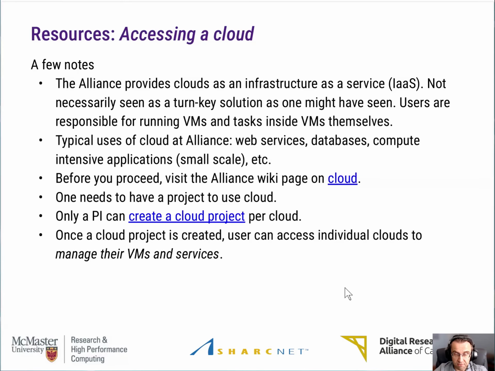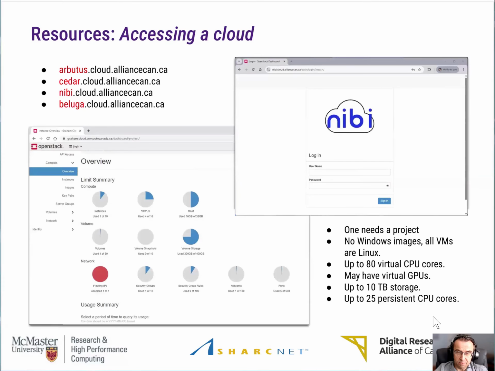You can choose what kind of VM you want to run, and the interface looks something like this. Once the project is created, you go into one of the clouds. You enter the URL into your browser, and then you choose the configuration of your VM. You operate your VM basically using the web interface. A few important points here. We do not provide Windows images. So if you have software which is Windows only, unfortunately you cannot run it in our VMs on our clouds. All VMs are Linux based. And here I repeat the limits for the default usage of our clouds.